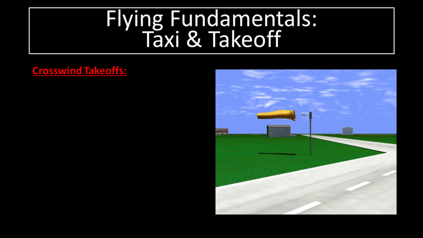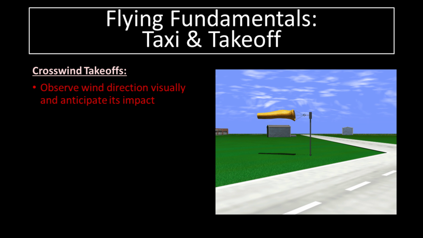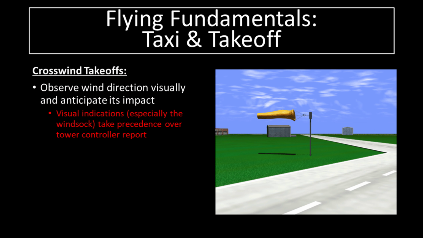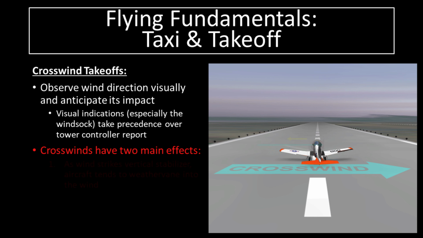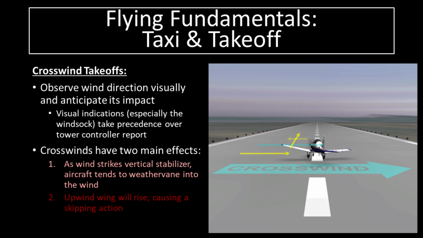Crosswind takeoffs require additional control inputs to maintain centerline and a wings level attitude. First, observe the wind direction. Locate a nearby windsock to visually confirm the wind direction and approximate speed. Crosswinds will cause the aircraft to do one of 2 things: weather vane into the wind, or cause the upwind wing to rise and produce a skipping motion.